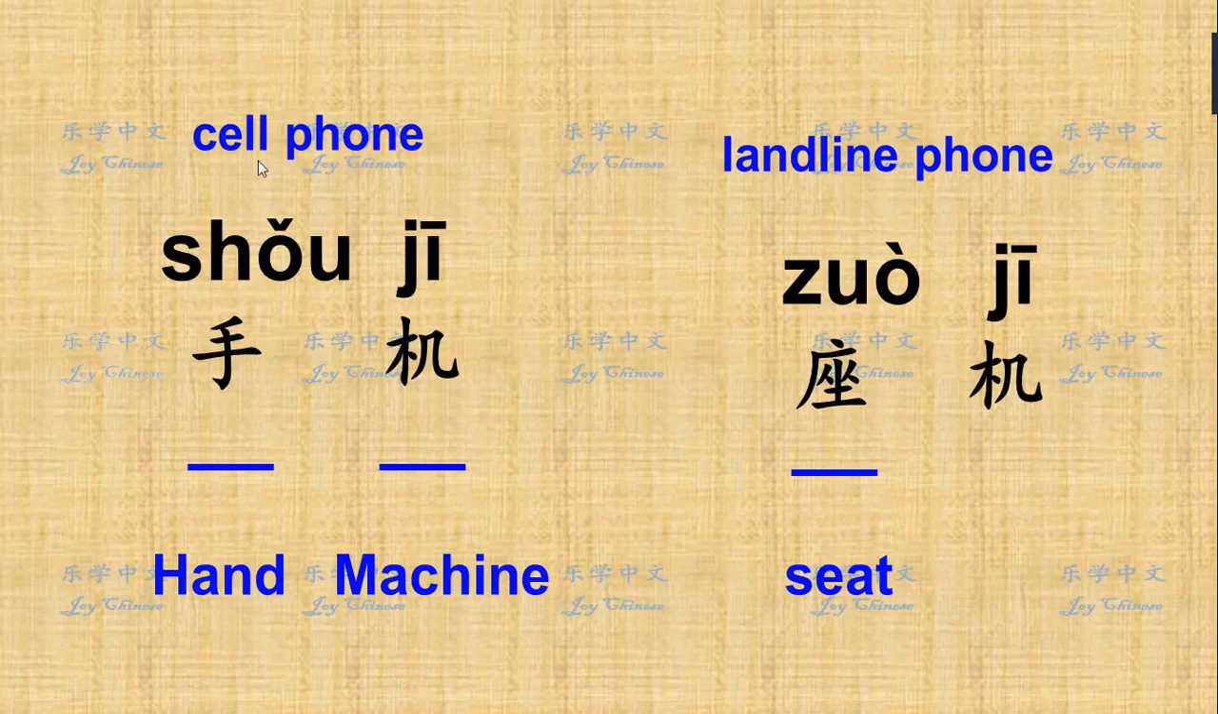We call cell phone 手机. 手 means hand. 机 means machine. Cell phone, 手机. The next word is 座机, which means landline phone. 座 means a seat. So a machine sits there, doesn't move, means landline phone. 座机.